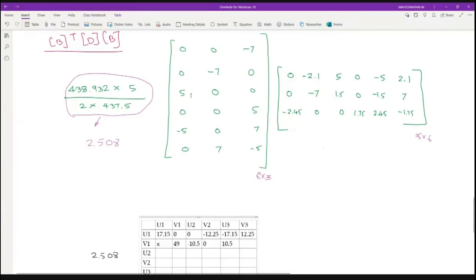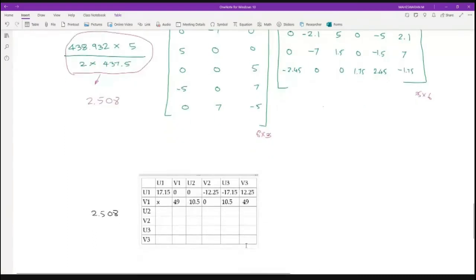Next, 0 into 0, 0, 7 into 7 is 49. So this will be minus 49. Think about it. Already we discussed one property of your stiffness matrix: if you add all the elements of a row, it has to be zero, right? If you get a positive value, another will be a negative value. So the first row, if I add everything, becomes zero. Similarly, the second row, if I add everything, becomes zero. That is the property. You make sure of that, otherwise you made some mistakes, right? Okay, this one, I'll put two X's.